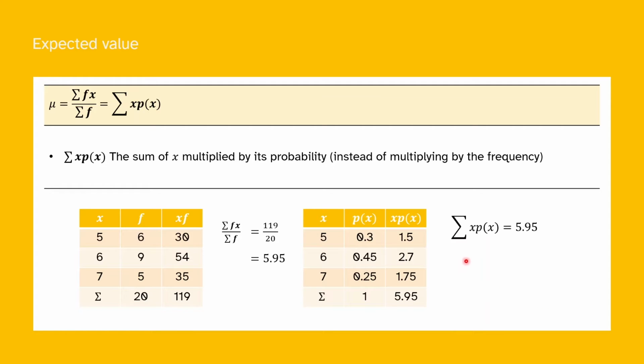This is how we're going to do it because we're not going to have the frequency column, we're just going to have the probabilities listed. And when we're trying to find the probabilities, we have already divided it by the total frequency.